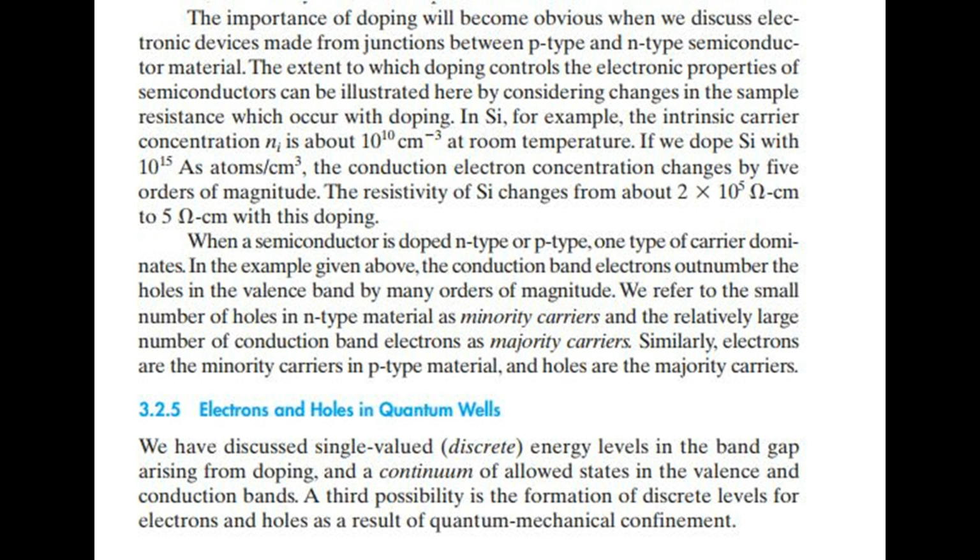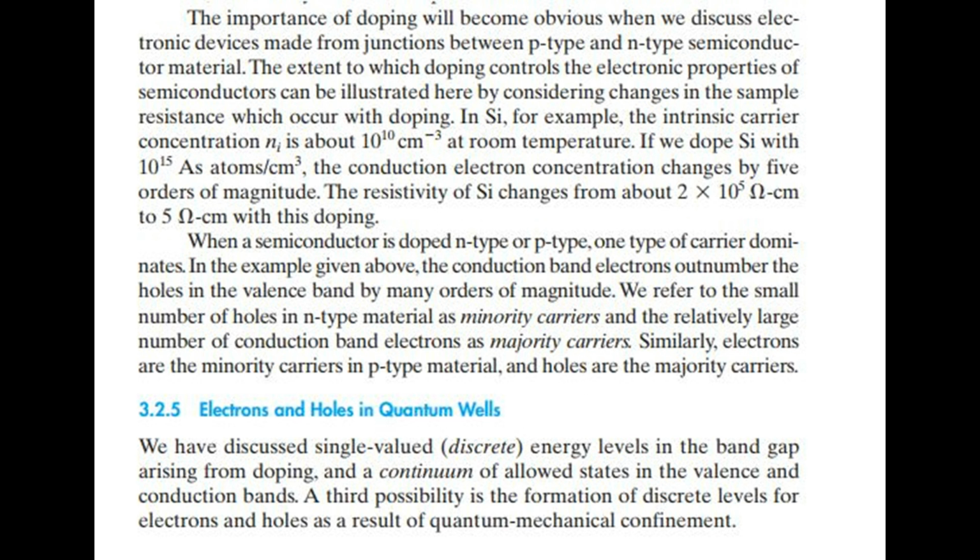3.2.5 Electrons and holes in quantum wells. We have discussed single-valued, discrete energy levels in the band gap arising from doping, and a continuum of allowed states in the valence and conduction bands. A third possibility is the formation of discrete levels for electrons and holes as a result of quantum mechanical confinement.